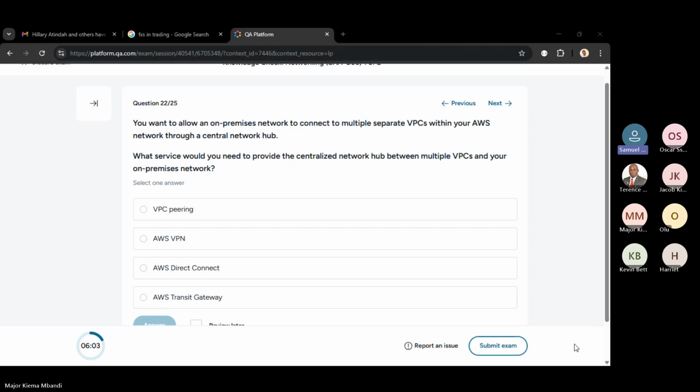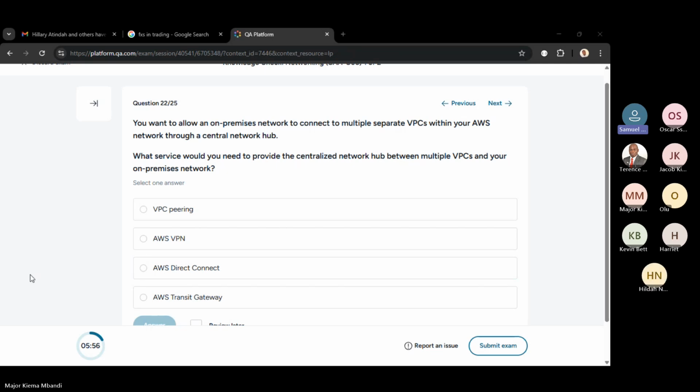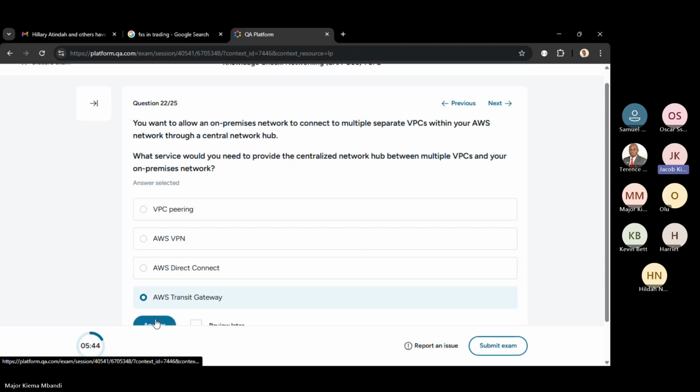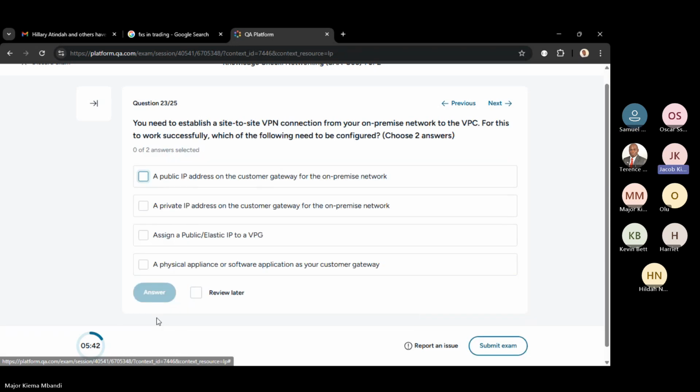I will go with Transit Gateway. Let me see. Centralized, multiple separate VPCs. Yes, I will go with Transit Gateway. Okay, I think we can move to the next. That is Harriet. Okay. Yes, all right.